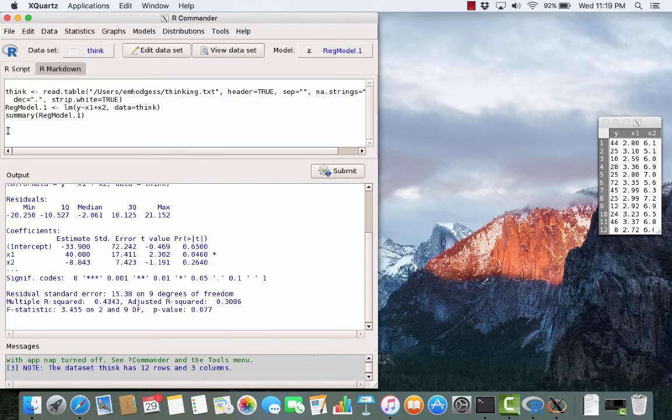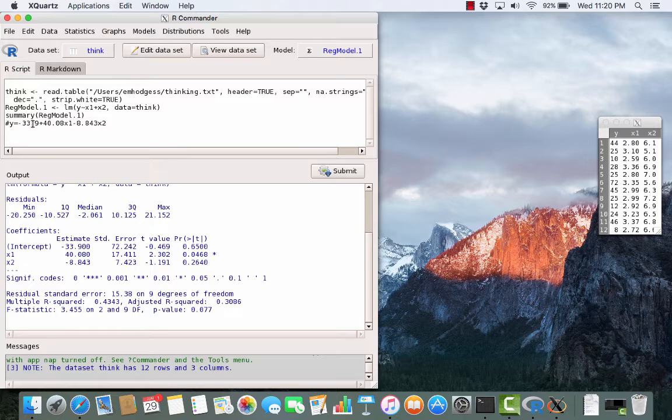So I'm just going to be writing on here. I'm going to use the hashtag symbol, so that's like the comment. I'm going to have Y is equal to minus 33.9 plus 40.08 X1 minus 8.843 X2. Okay, that's my least squares regression equation.